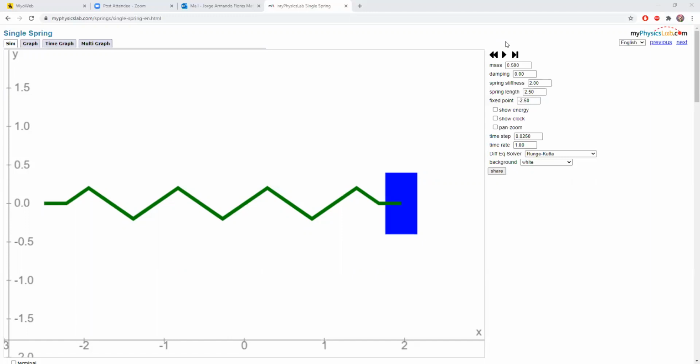So either stretch or compress the spring past or below or after the equilibrium position, and then you let go or give it a push, right? So it has some initial velocity. And then you see the motion of that weight as the spring starts expanding and contracting.